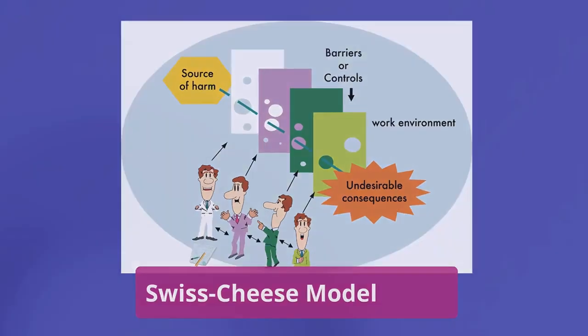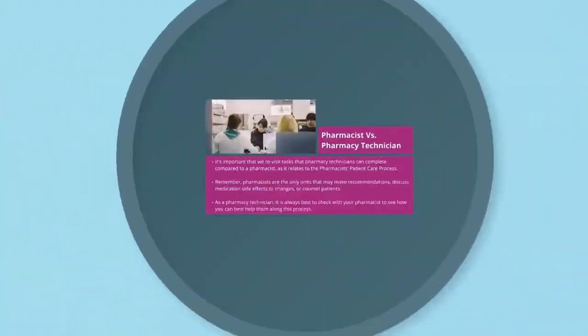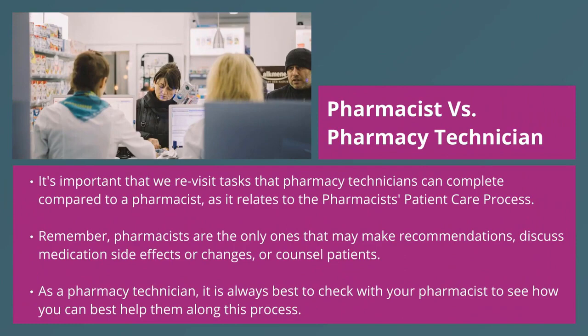So now we're going to dive into the pharmacist versus the pharmacy technician's role. It's important that we revisit tasks that pharmacy technicians can complete compared to a pharmacist as it relates to the pharmacist patient care process. Remember that pharmacists are the only ones that may make recommendations, discuss medication side effects or changes, or counsel patients. So as a pharmacy technician, it is always best to check with your pharmacist to see how you can best help them along with this process.